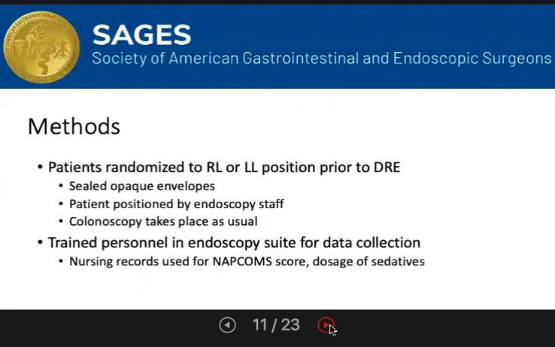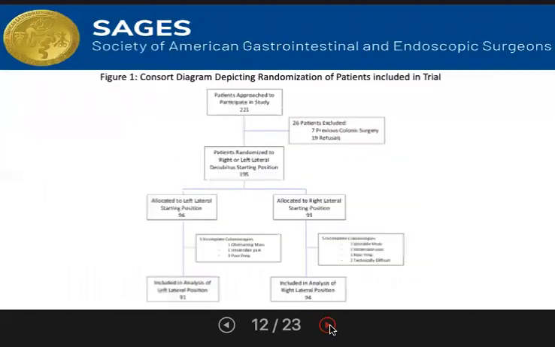Patients were taken to the endoscopy suite and consented to take part in the study. They were randomized to the right or left lateral position using sealed opaque envelopes to reveal the randomization. They were then positioned by the endoscopy staff, and the colonoscopy took place as usual. Trained personnel were in the endoscopy suite for data collection. Nursing records were used for the NAPCOM score and for the dosage of the sedatives.